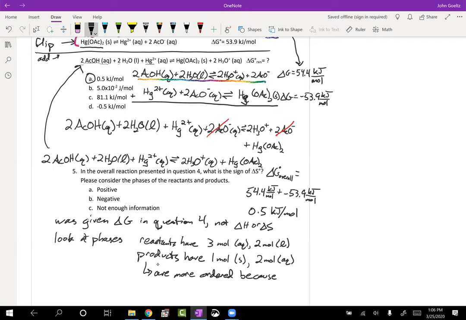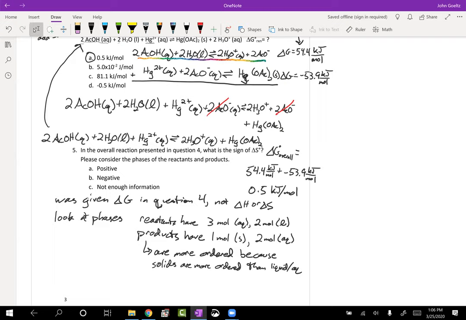Question was, isn't mercury acetate solid? It is. And I think that's accounted for here. So if the products are more ordered, the sign of delta S is negative. Yeah, I mean more ordered. I don't know what I said, but yeah, someone asked, what do I mean more ordered?